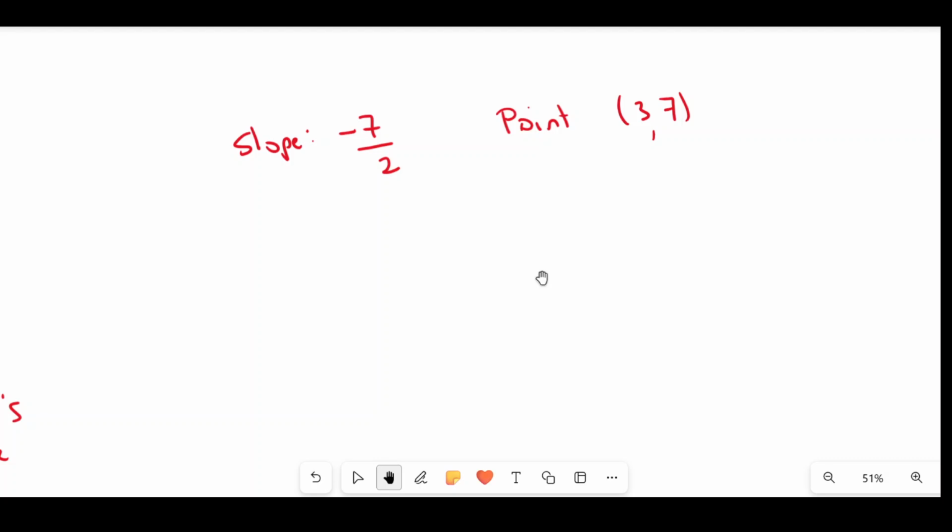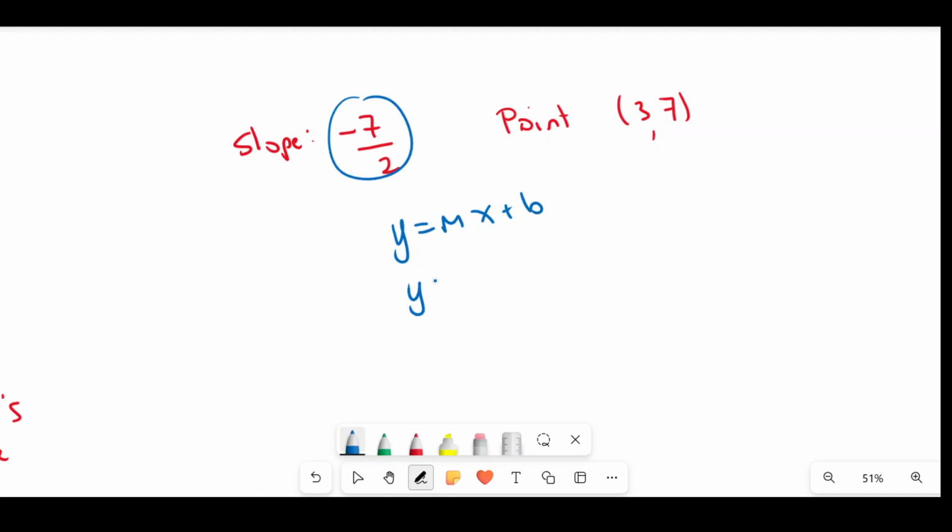That's our slope. So to find the equation of a line, we always start with y equals mx plus b, where m is the slope. So I'm going to write the slope. Y equals negative 7 over 2x plus b. I don't know why I put a bracket there. I think I was thinking ahead to the next step.